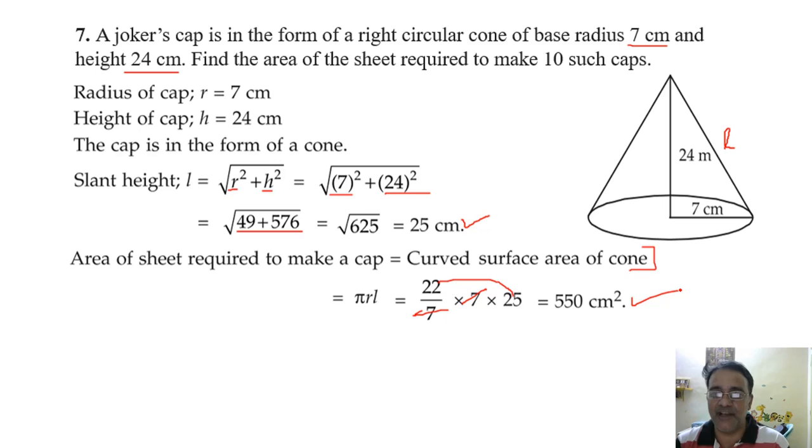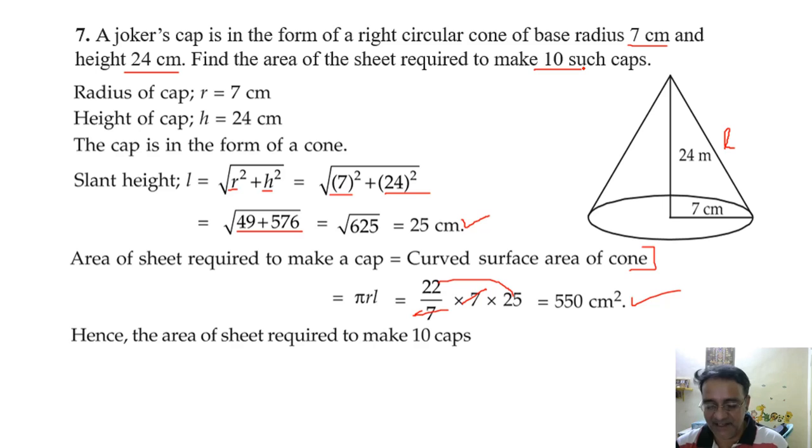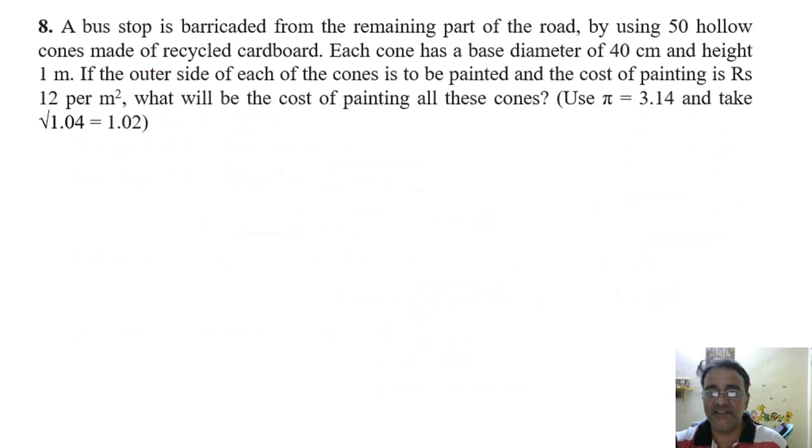How many caps do we have to find? 10 caps. So what we have to do? We have to multiply. So what is the final answer? 5,500. Very good. 5,500 centimeter square. Any doubt in this question? No, sir. Okay. Now this is the last question of the exercise and last question of today's session.